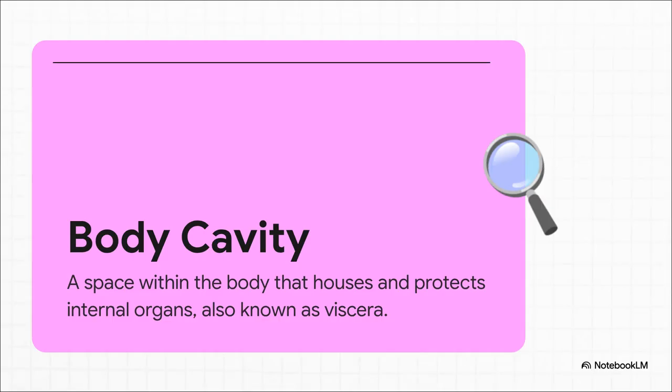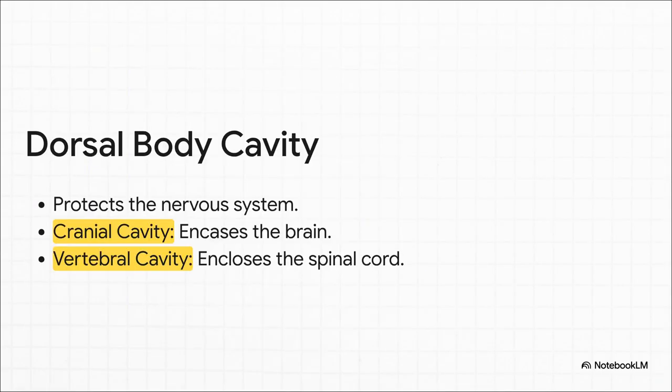You know, our vital organs aren't just kind of floating around in there. Nope. They're actually super organized inside these protective, fluid-filled compartments called body cavities. These are the spaces that house and protect all our internal organs, which have a fancy name, viscera. So the dorsal body cavity, think of this one like a high security vault. It's located along your back, and its entire job is to protect your super fragile nervous system. You've got the cranial cavity, which is the bony case for the brain, and the vertebral cavity, which runs down your spine to protect the spinal cord.